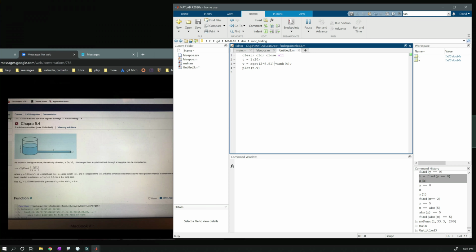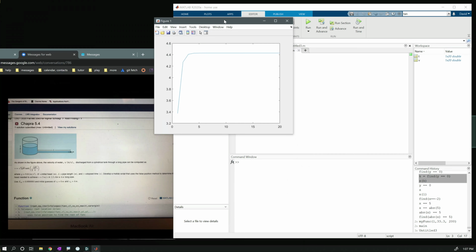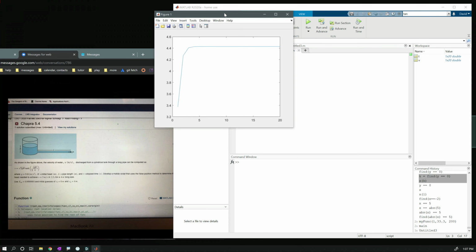Run it. So this is the approach. If you're stuck and you're wondering what to do, start simple and build complexity in small amounts at a time. That way you can be sure that each tiny step you're taking is correct, and then you build up to something complicated from there.